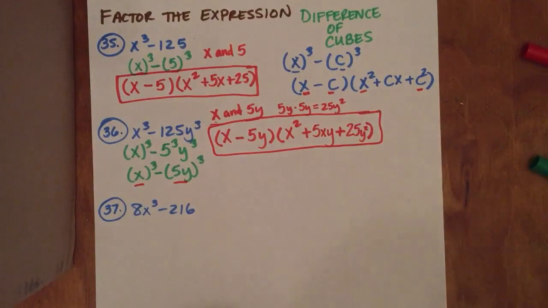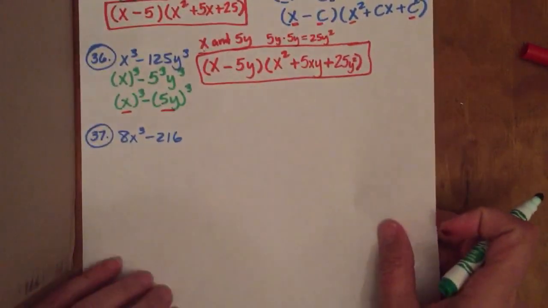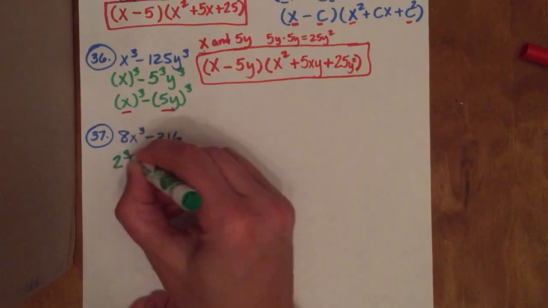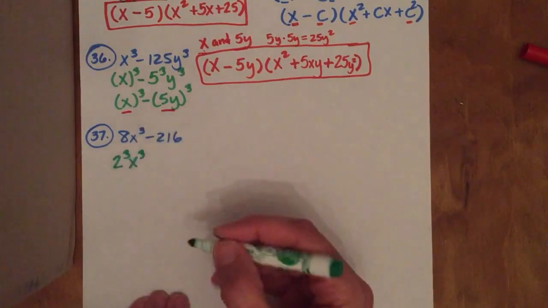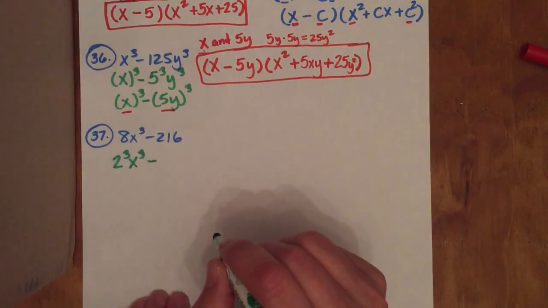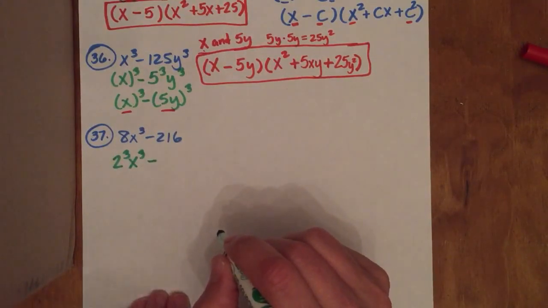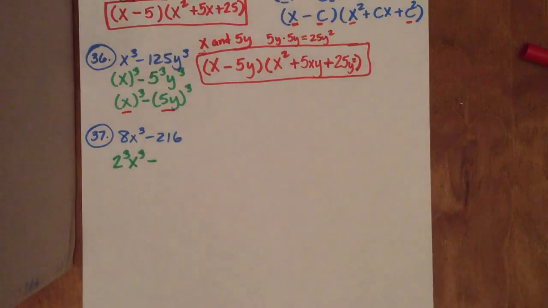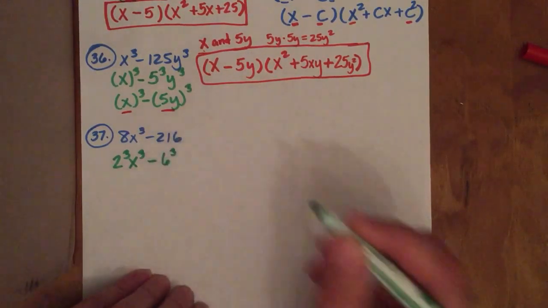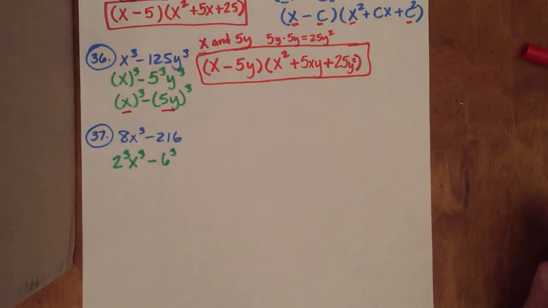And we got one more example. So let's look at this bottom example here. I have 8x cubed. Well, 8 is a perfect cube. 8 is 2 cubed. So I'm going to write it as 2 cubed x cubed. And 216, is that a perfect cube? Yes, it is. It is 6 cubed. 6 times 6 is 36. 6 times 36 is 216.